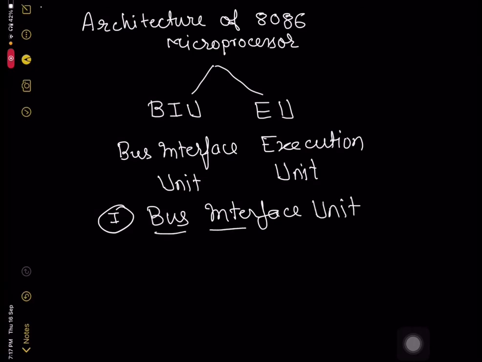From the name it is clear that it is something related with the bus interface. Interface means connection. Bus means the external bus that is available with the microprocessor, which are connected with other devices that are connected with the microprocessor. So the unit which is related with the external connection of the microprocessor is bus interface unit. Now this bus interface unit deals with the external bus.